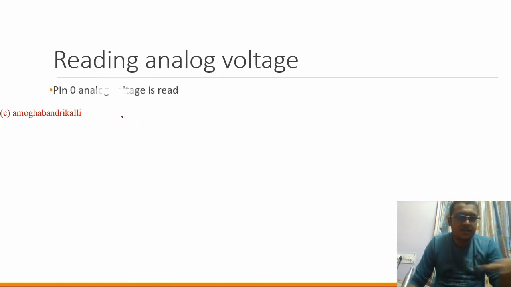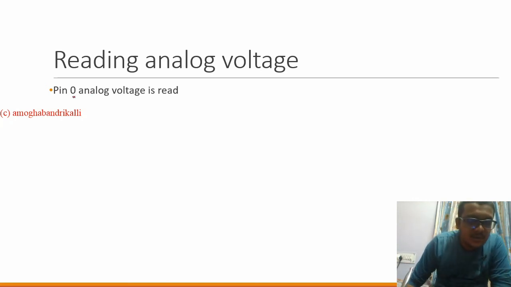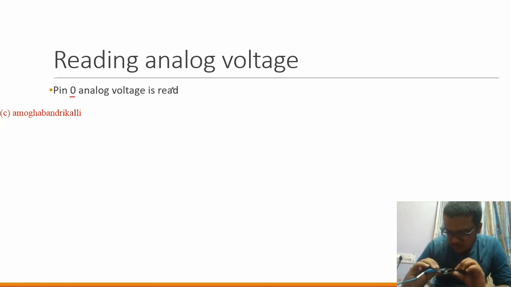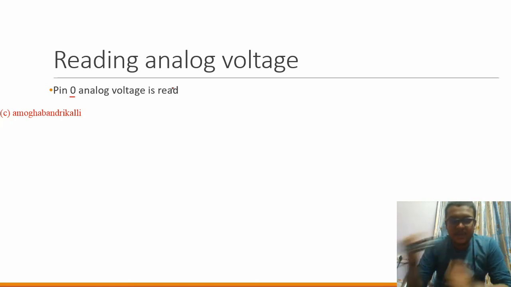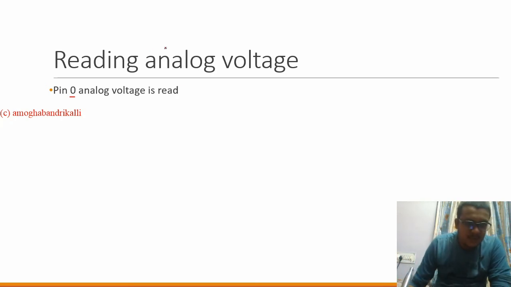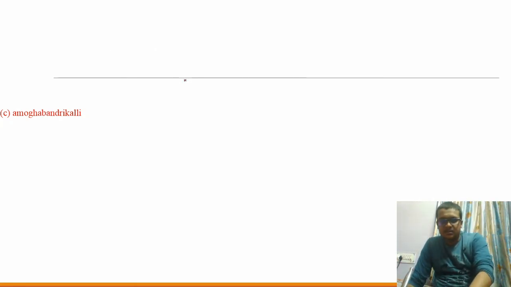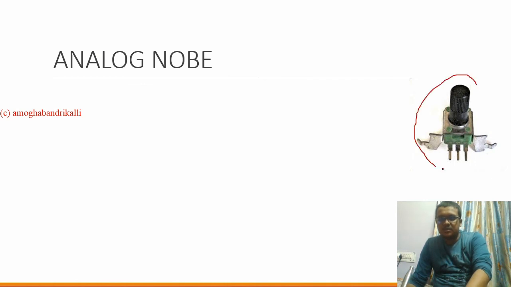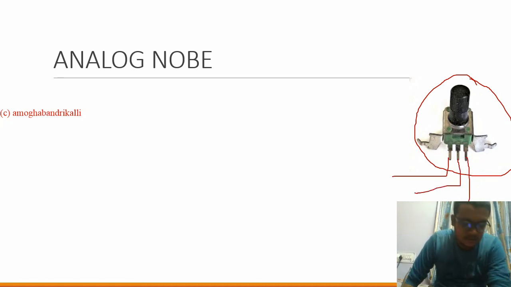Then, reading an analog pin. This is one case study. We are making a reading of analog voltages, making pin 0 an analog read. Here you need one breadboard, an Arduino Uno, and one variable resistor. This is the variable resistor we are going to see. It has 3 pins: first, second and third.